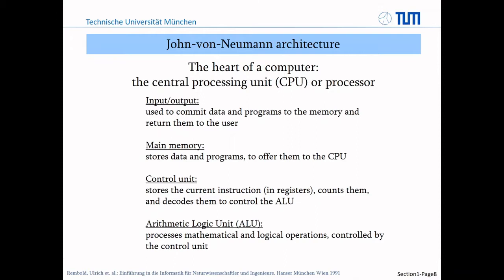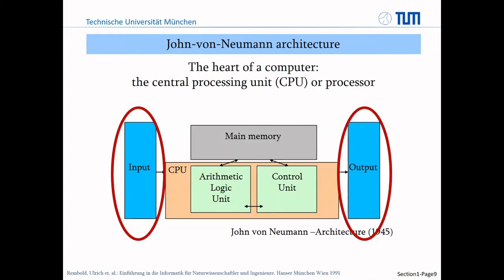But nevertheless, it controls the input and output and memory in combination with the arithmetic logic unit. And this is the main control. So the main control of this calculation and logic operations. With this arithmetic logic unit, or short ALU, all of the mathematical and logical operations are processed. So with this knowledge, let's have a closer look into the different parts of our John-von-Neumann architecture.